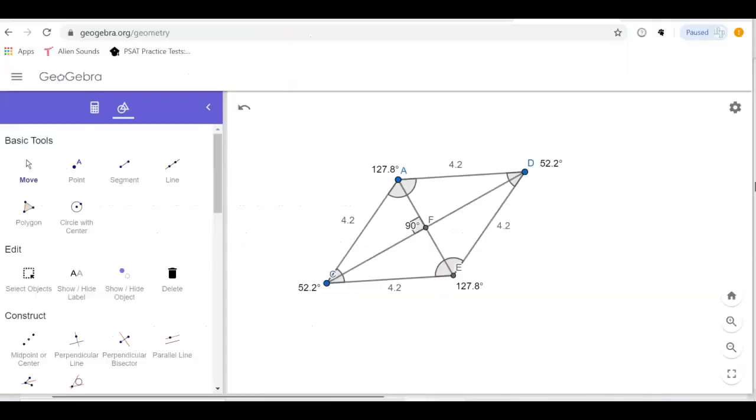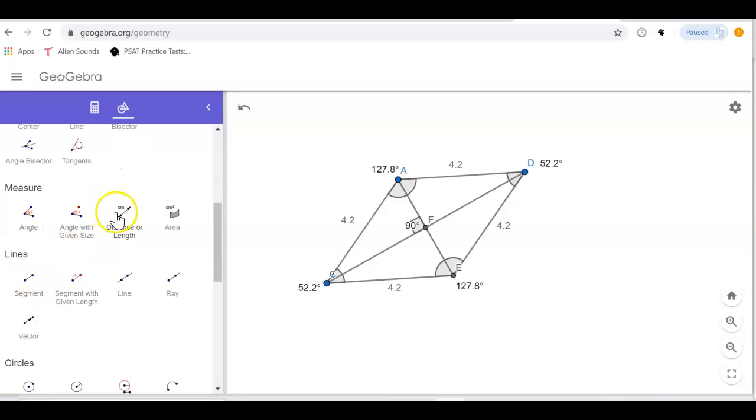And to show you real quick, if I go ahead and measure this segment and this segment, you'll see those are congruent, and these are congruent, and these are congruent. So right away that tells us the diagonals bisect each other.